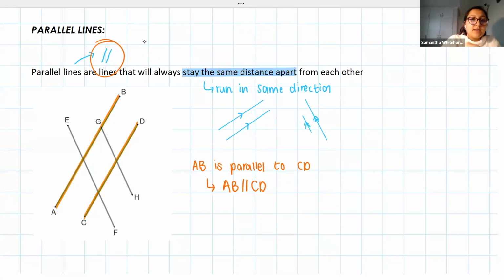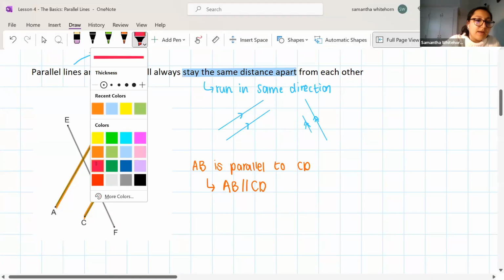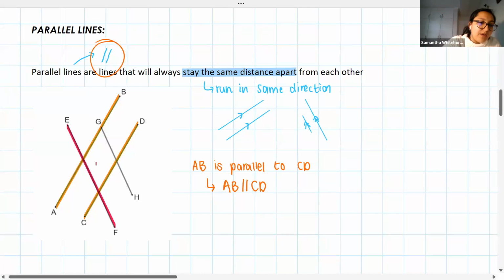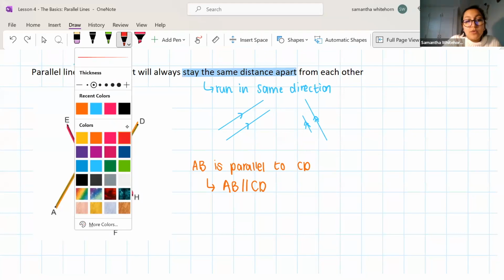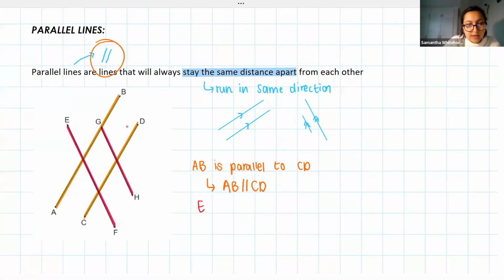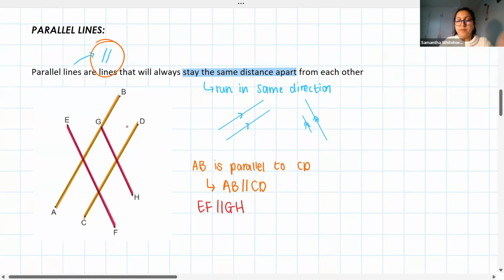Another set of parallel lines that we can see is the fact that EF is parallel to GH. Again, they have the same distance apart from each other all the way along their length. And so once again, we can state those parallel lines. Now that we know the symbol, easy as anything, EF is parallel to GH. So parallel lines are lines that never meet. They have the same distance in between each other. Those are the lines we're going to work with.